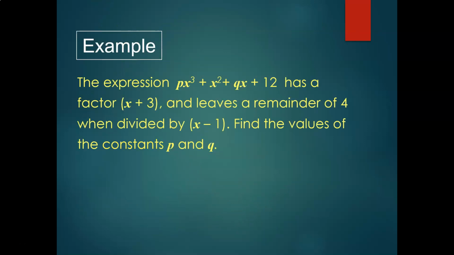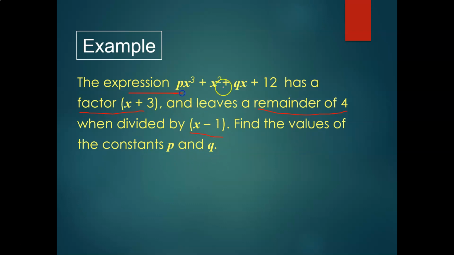Okay. And next example, the expression px cube plus x square plus qx plus 12 has a factor, this one, and leave a remainder of 4. Dia kata dia ada baki, remainder 4, and this is the factor when divided by this one. So obviously kalau dia ada remainder, this is not a factor. Okay, they just said that this is a divisor but not the factor. Find the values of the constant p and q.